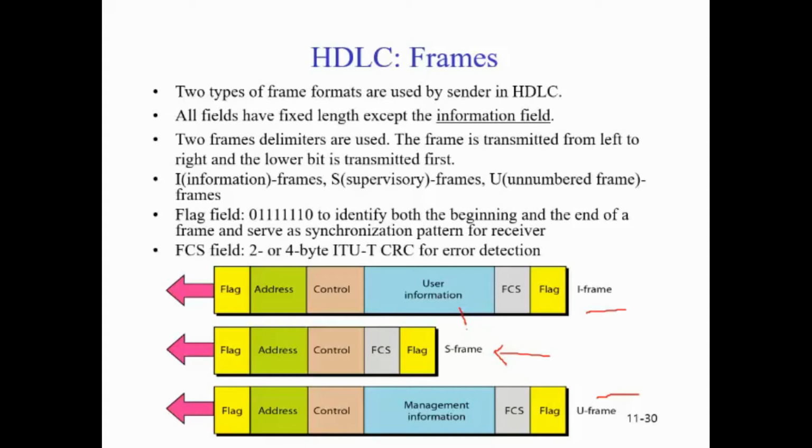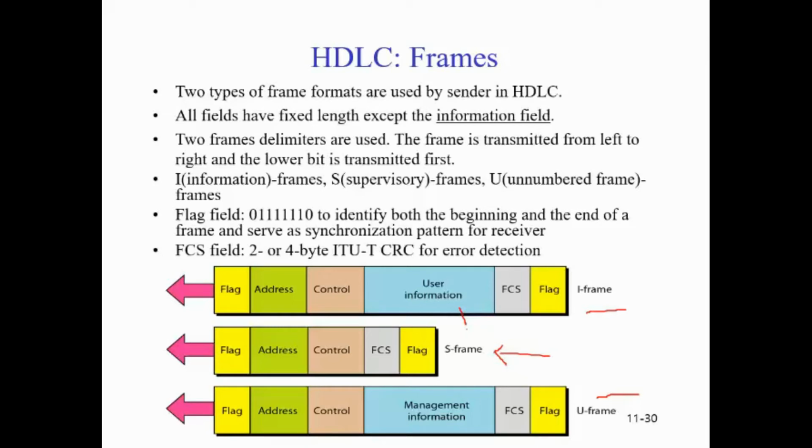I frames are used to carry user data and control information relating to user data, which is called piggybacking. S frames are used to support control information. U frames are reserved for system management. Information carried by the U frame is intended for managing the link itself.